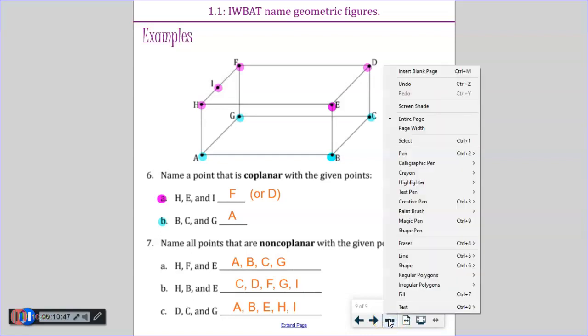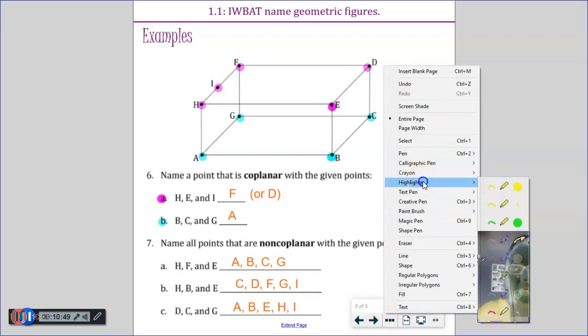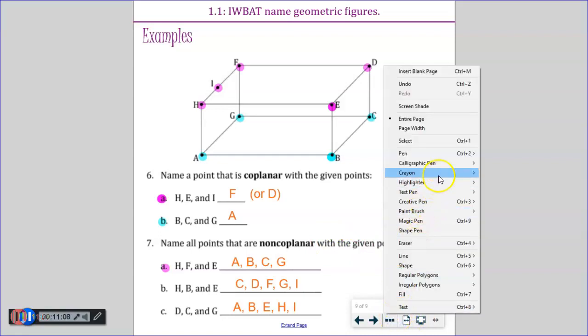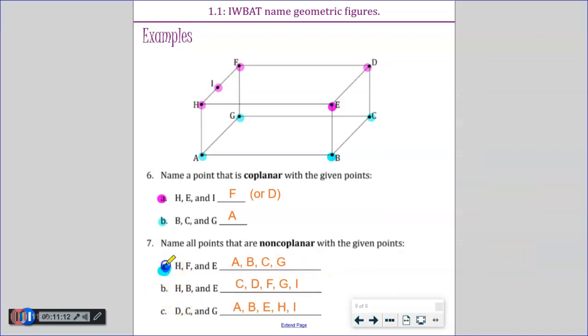Let's look at H, F, and E. H, F, and E were on the top of the box. So if I'm looking at all the points that are not coplanar with H, F, and E, since H, F, and E are at the top of the box, notice that this one says non-coplanar. So perhaps I should actually use the blue highlighter color, would make more sense here. So non-coplanar with H, F, and E would be all the blue points, in this case A, B, C, and G.